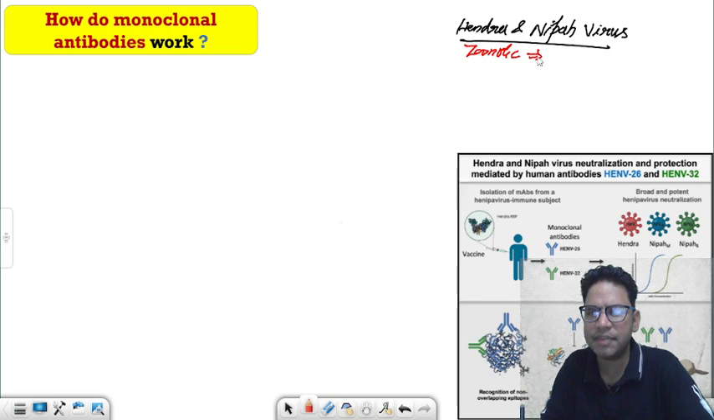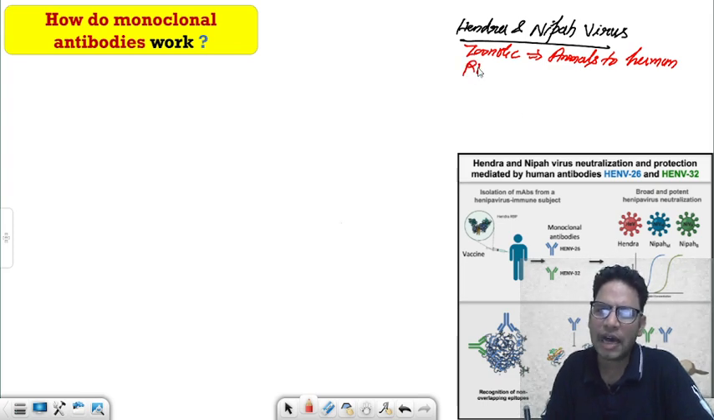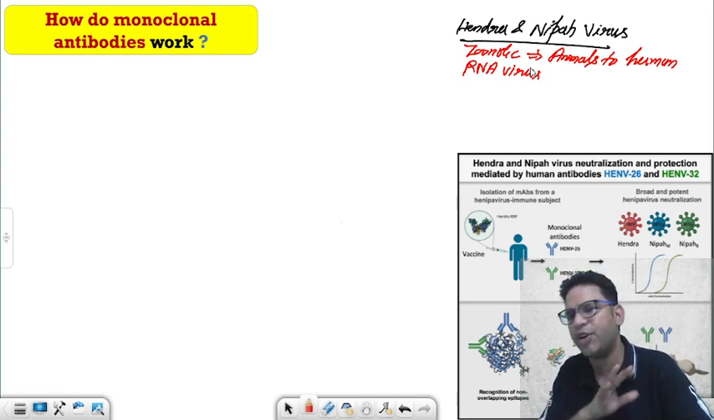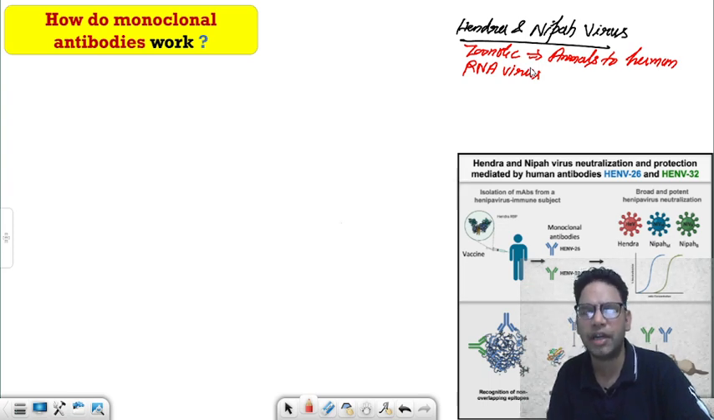Zoonotic diseases simply mean they are transmitted from animals to humans. This part is clear, I guess, right? Okay, they are both RNA viruses. Viruses have either RNA or DNA as genetic material. They don't have both DNA and RNA together, alright? So, RNA viruses. RNA biology has evolved over a period of time.